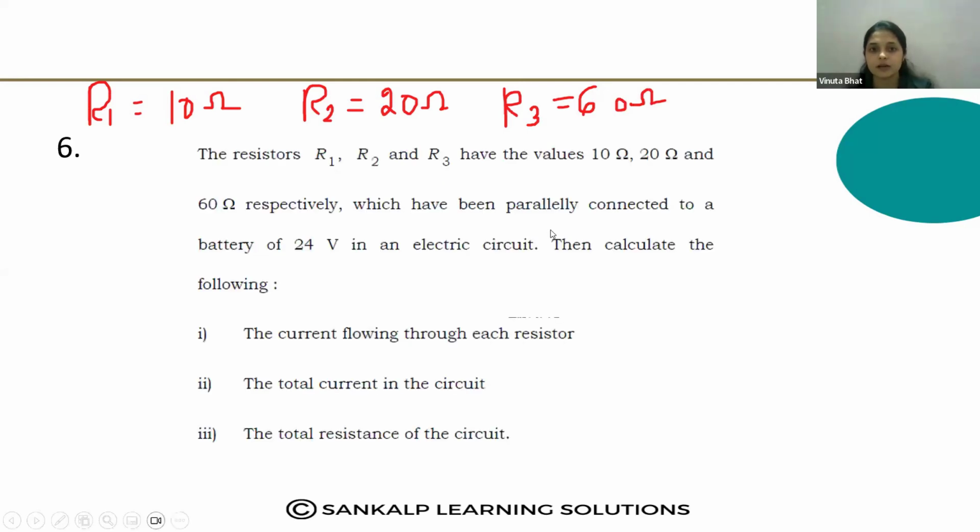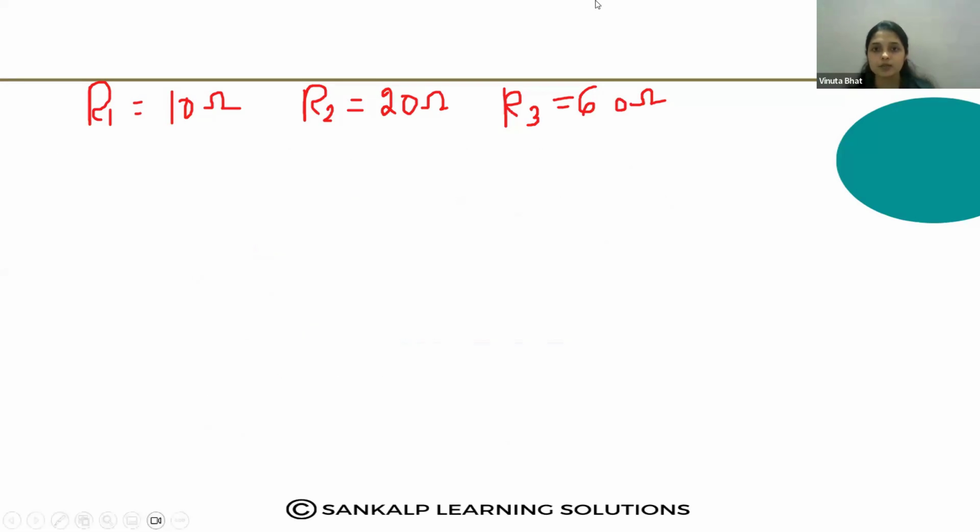Here, R1 is equal to 10 ohm. R2 is equal to 20 ohm. R3 is equal to 60 ohm. Okay. And what is V? V is equal to 24 volt. So what do you have to find out? Total resistance, total current and current through each resistor, that you have to find out.